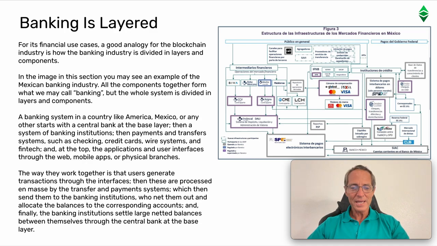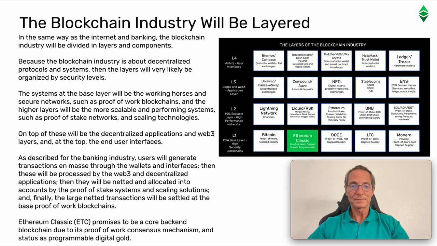The way they work together is that users generate transactions to the interfaces, then these are processed en masse by the transfer and payment systems, which then send them to the banking institutions who net them out and allocate the balances to the corresponding accounts. And finally, the banking institutions settle large netted balances between themselves through the central bank at the base layer.